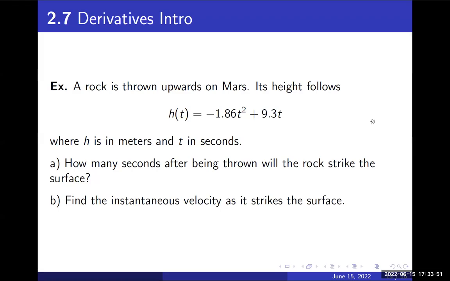A rock is thrown upwards on Mars. Its height follows h of t equals negative 1.86 t squared plus 9.3 t, where h is in meters and t is in seconds. So someone's standing on Mars and they find a rock and they just throw it upwards. I don't know if it's as hard as they can or what, but they throw a rock, and obviously the gravity is less on Mars, and so they really get a good throw.